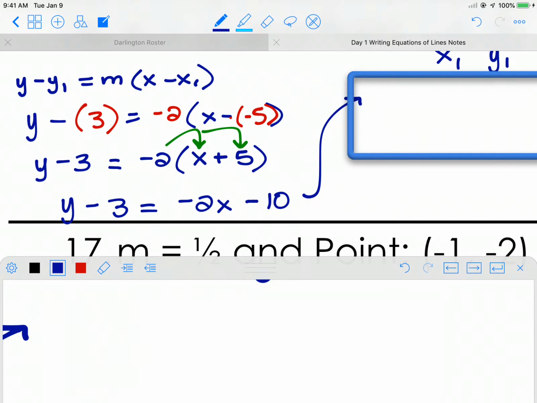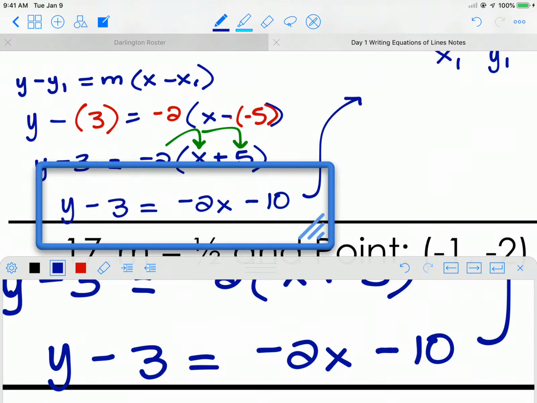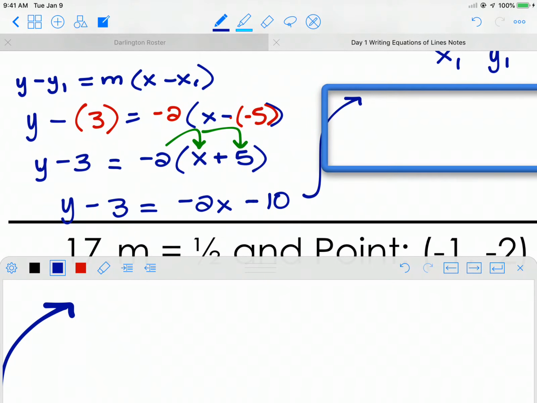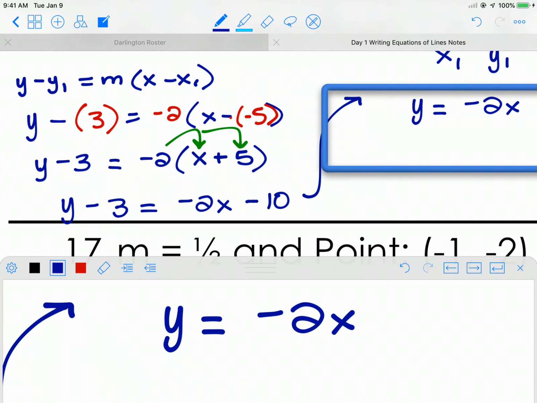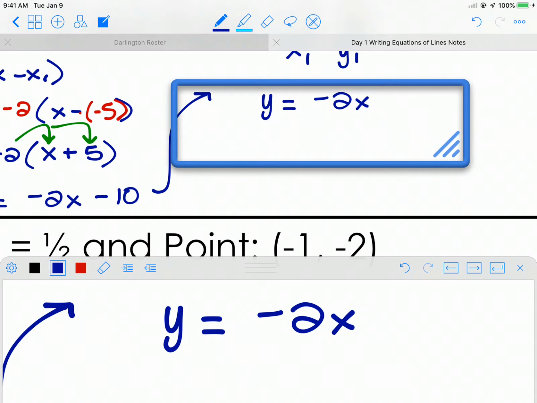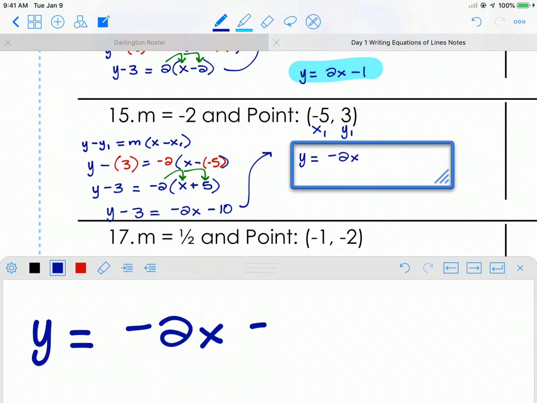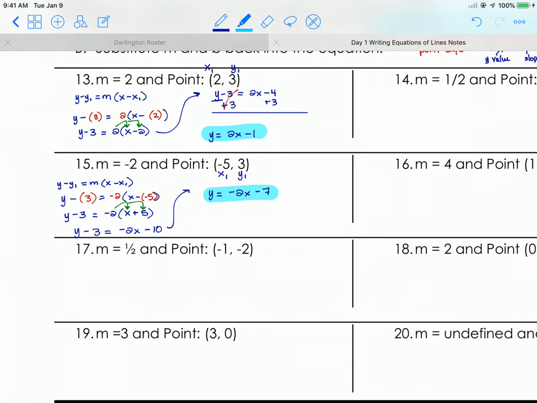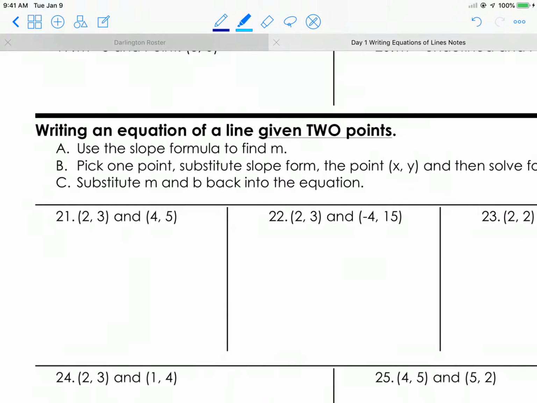All right, one more easy step, and we're going to add 3 to both sides. So y equals negative 2x. Negative 10 plus 3 makes minus 7. There's the equation of my line. Okay, that's using point slope form.